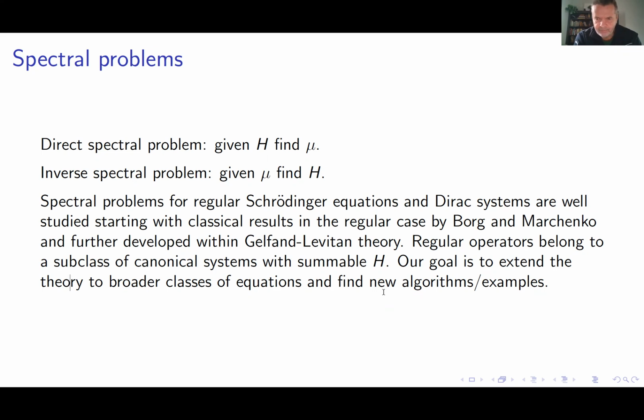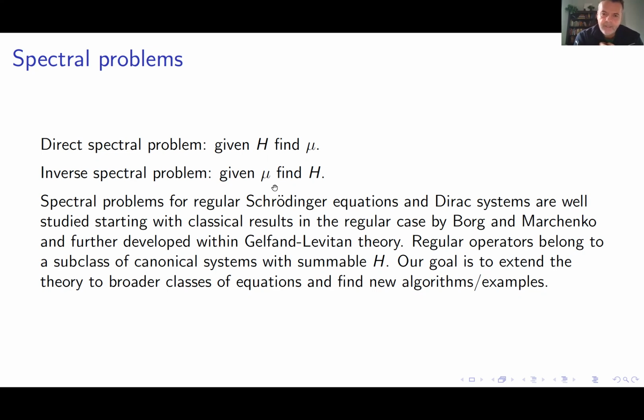Maybe the modern history of this question starts with results of Borg and Marchenko in the 1950s, who were first to establish the uniqueness of the inverse spectral problem for Schrödinger operators on an interval. So if you're given a spectral measure of a Schrödinger operator on an interval, then there is a unique Schrödinger operator corresponding to that measure. So the theory was later extended to much broader classes of differential operators by Gelfand and Levitan. Still, there are many restrictions on the equations, the potentials, the Hamiltonians, and the spectral measures under which they could prove the uniqueness theorems and some existence theorems and so on.